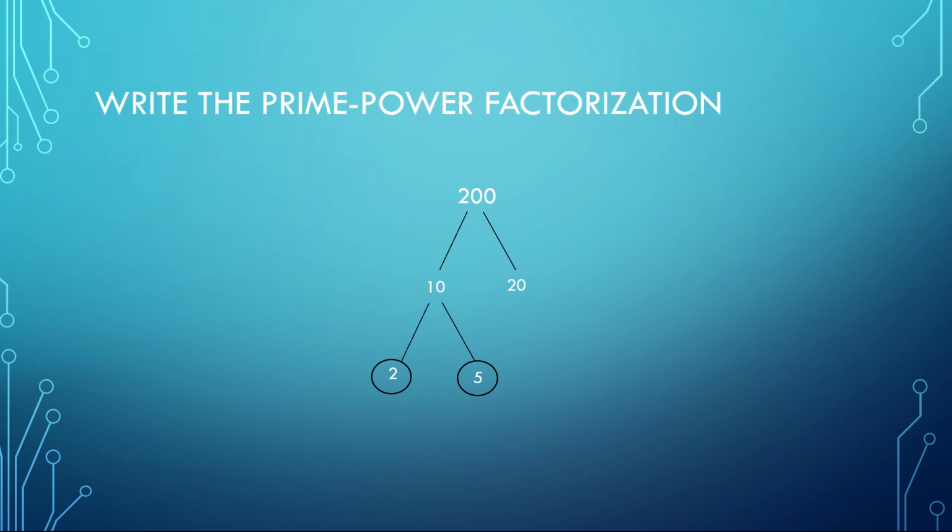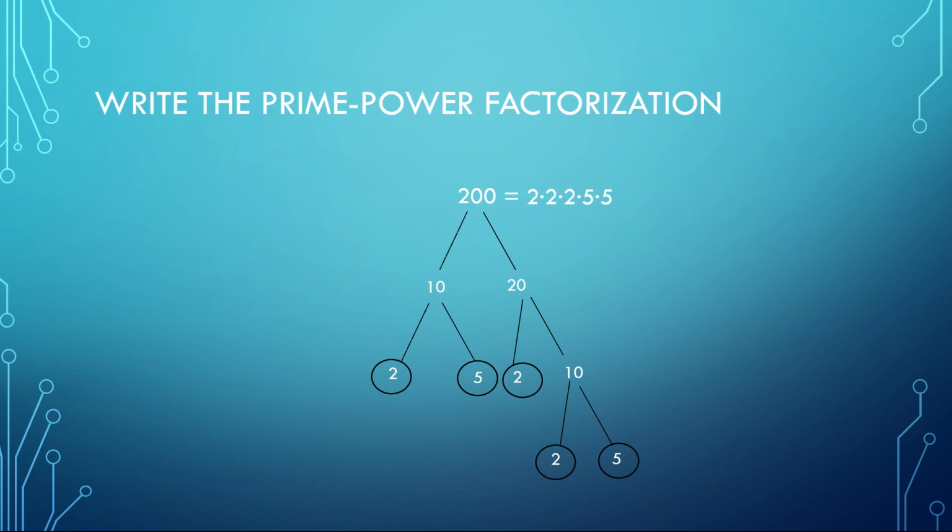We know that 20 is going to be 2 times 10, and of those two numbers, 2 and 10, 2 is the only one that's prime. So we can circle that one and then move on to 10. We already know that 10 is 2 times 5, so we can break that down like this. Since 2 and 5 are both prime, we can circle those, okay? So here, we have all of our primes right here: 2, 5, 2, 2, 5.